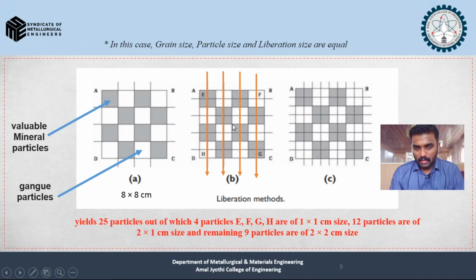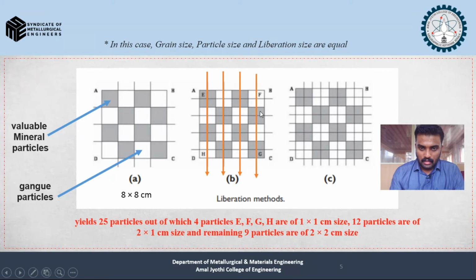After this liberation process, we are getting 1 by 1 centimeter size particles. Imagine this is 8 centimeter, then one small particle like this, as my mouse pointer is moving, you can clearly see that is a 1 centimeter particle. And after this fracture process, we are getting 25 particles. Among them, this particular EFGH will be 1 centimeter, and we will be getting 12 particles of size 2 by 1 centimeter. The rest of the border particles can be considered as 2 by 1 centimeter dimension particles.